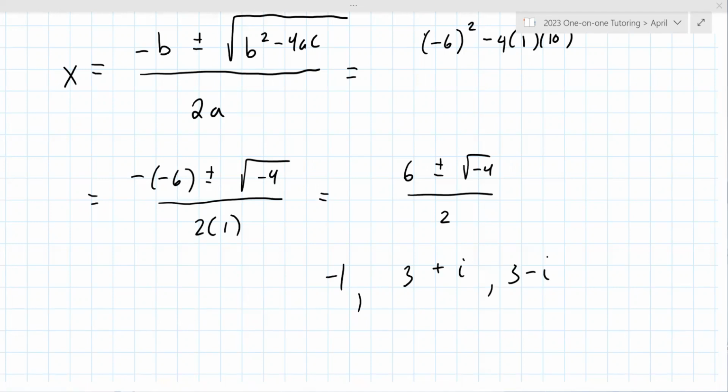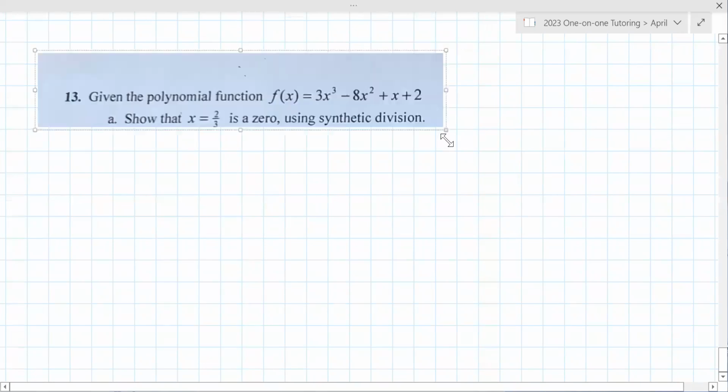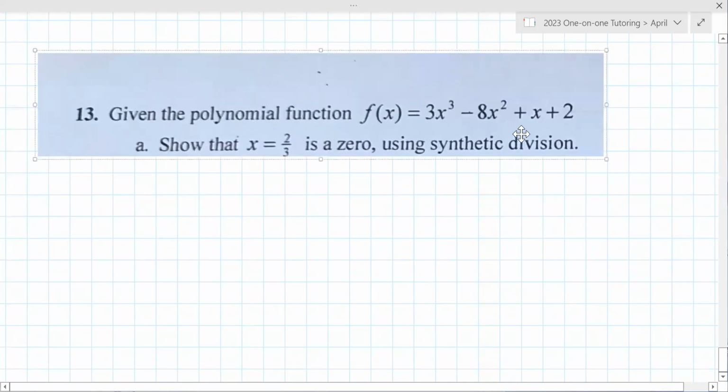Okay. So we're up to 13a. So really kind of a repeat of everything we've been doing. They don't make you find all the possible roots this time. They're just giving you that it's a 0. So that goes in the box. Coefficients of 3, -8, +1 and 2.